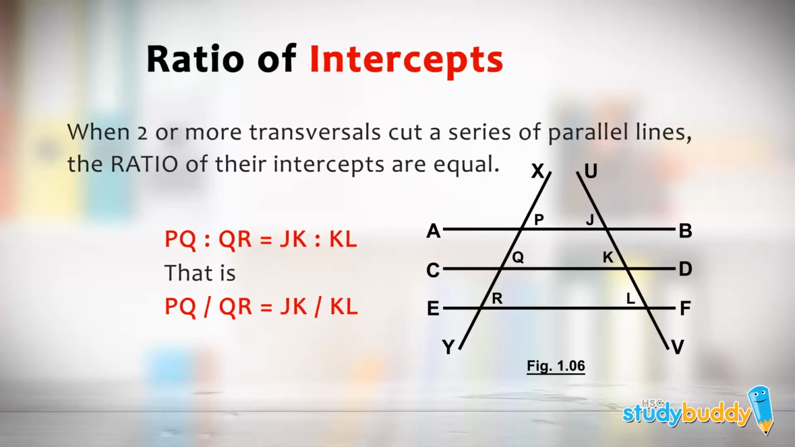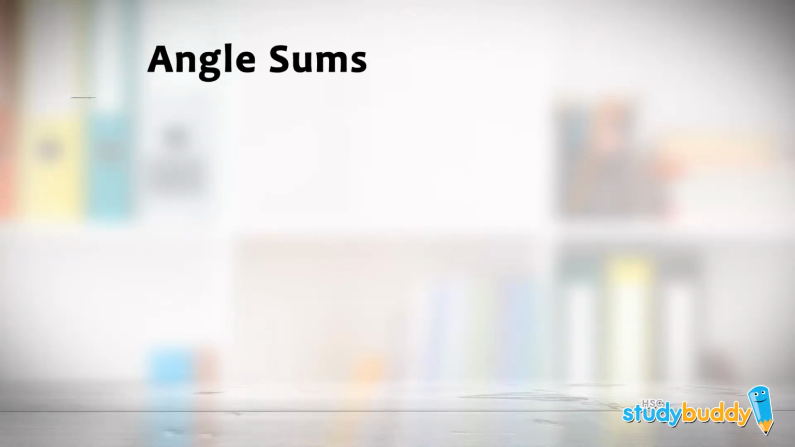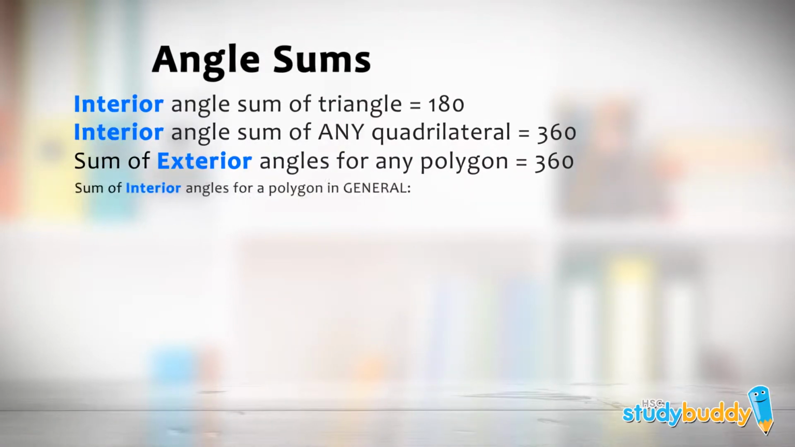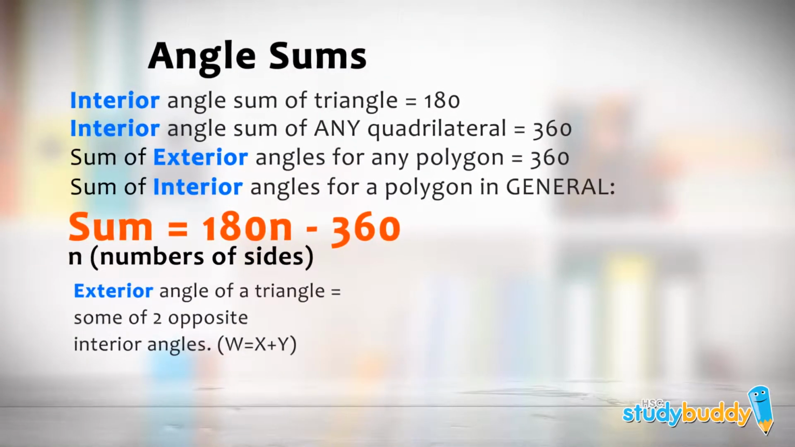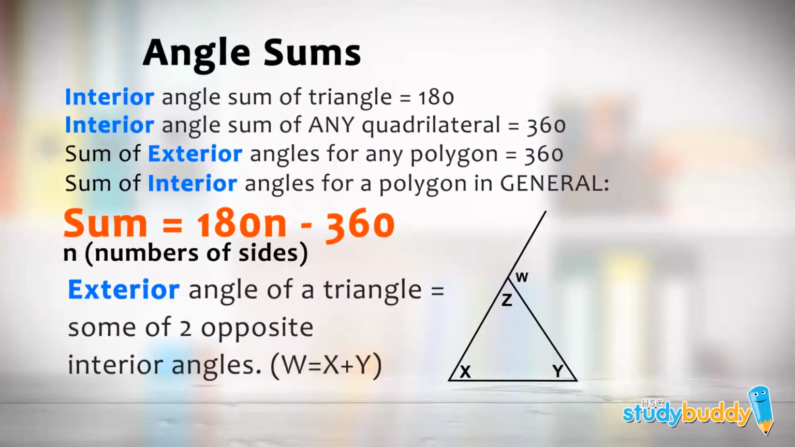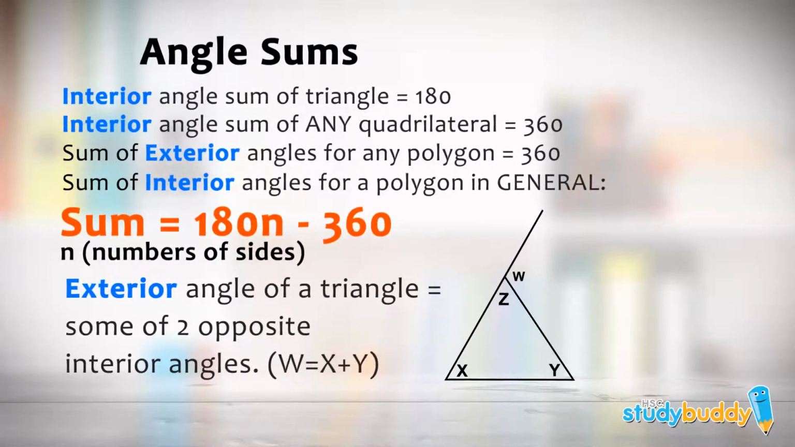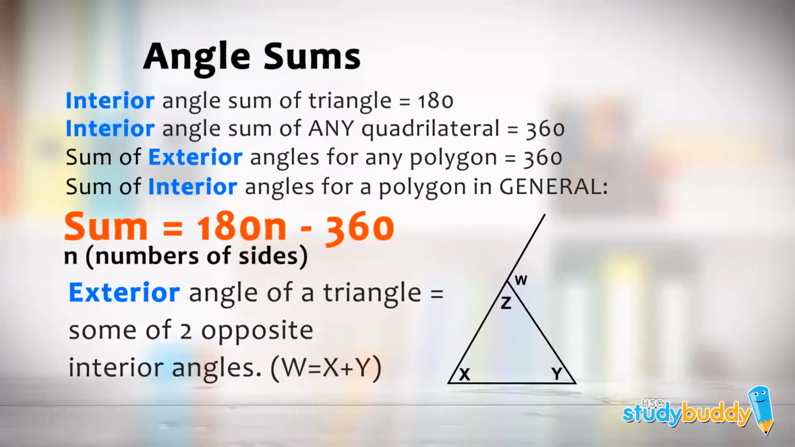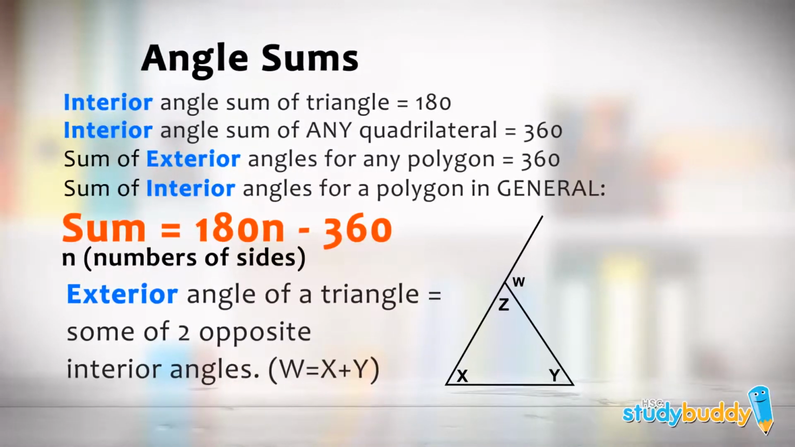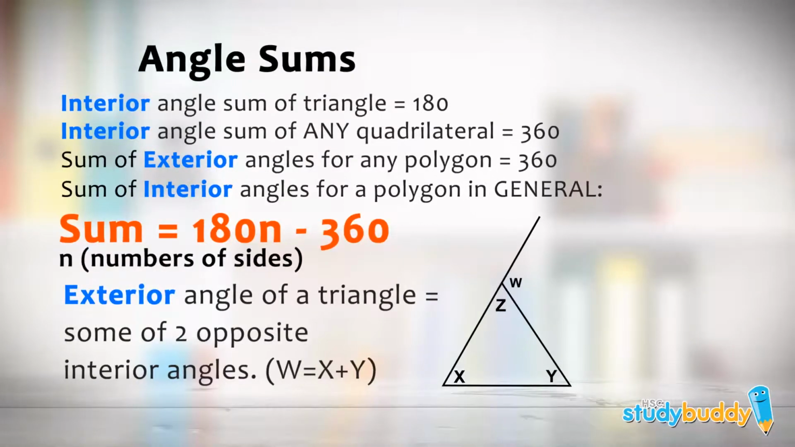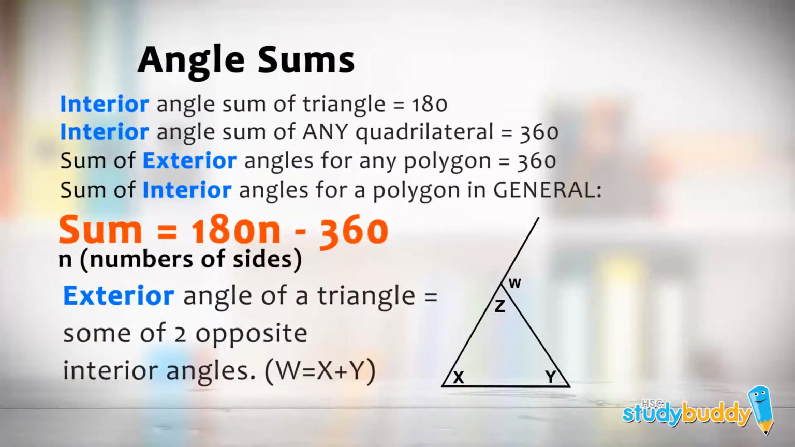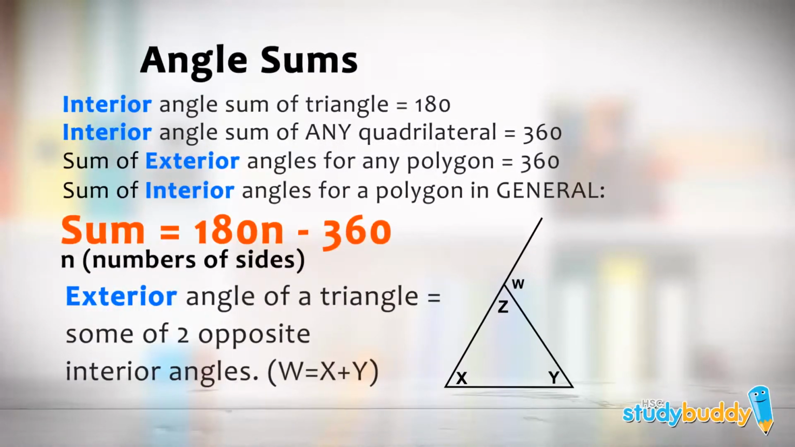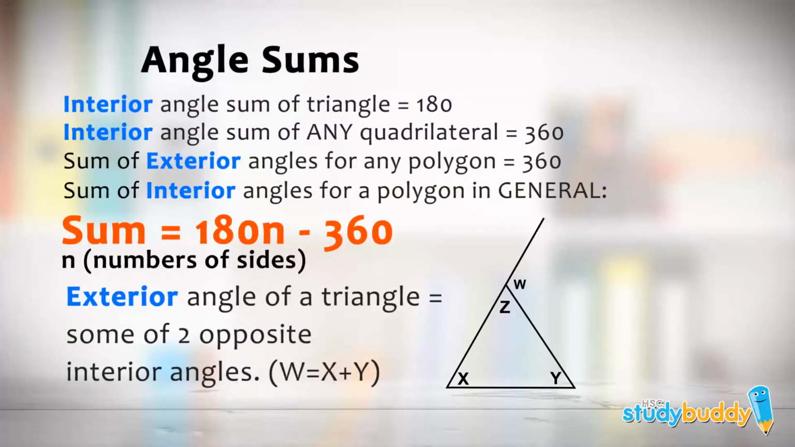Quick recap of some angle sums. Again, many of these you may be familiar with, but if there's something you haven't covered, you may want to jot it down. So the interior angle sum of a triangle is 180 degrees. Any quadrilateral will be 360 degrees. And the exterior angles for any polygon will be 360 degrees, where a polygon is any n-sided figure, where n is just an integer. The interior angles of a polygon in general will be 180 times n minus 360 degrees, where n is the number of sides. And we know that the exterior angle of a triangle is equal to the sum of the opposite interior angles.